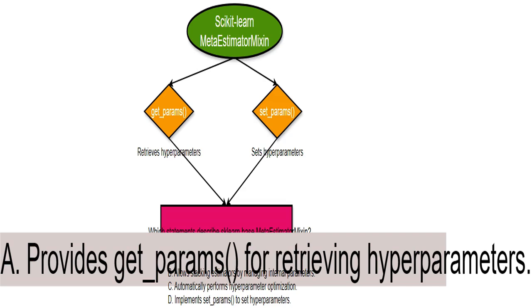Option A states that MetaEstimatorMixin provides a method called get_params to retrieve hyperparameters. Hyperparameters are settings that control the learning process of a model, like the learning rate in a neural network. This is a crucial aspect of managing models.